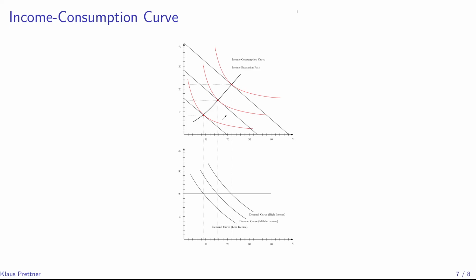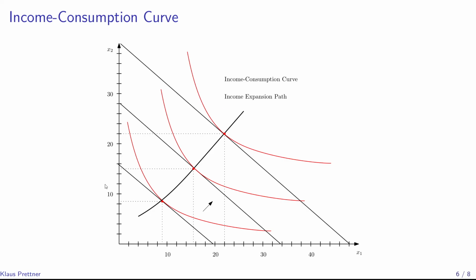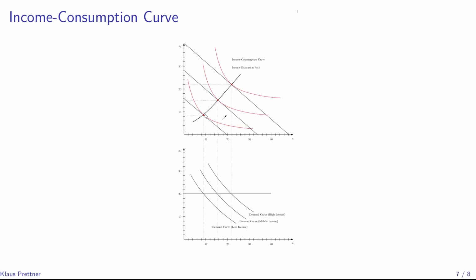And as before with the price consumption curve, we can connect the income consumption curve to the demand curve. So we have here in the upper diagram, the diagram that we had on the previous slide, and now for each of the optimal consumption points, we can draw another diagram below where we draw the demand curves. And each of these points would be on a different demand curve because an increase in income shifts the demand curve outwards. So for any given price, if we have more income, we would demand more of the different goods if these goods are normal.